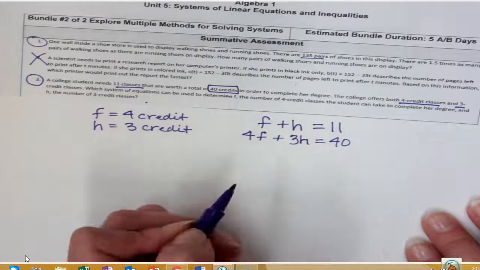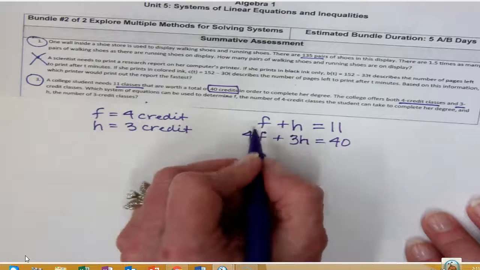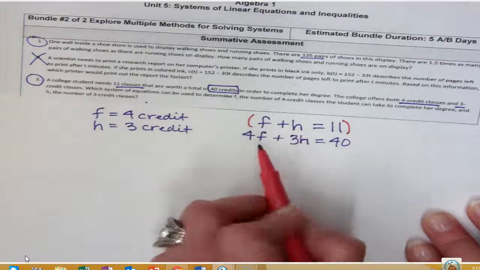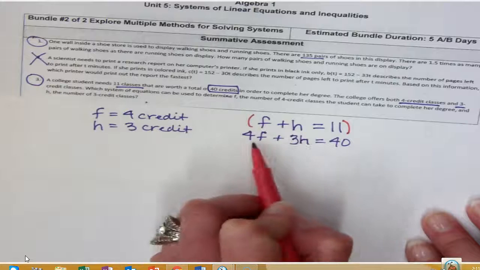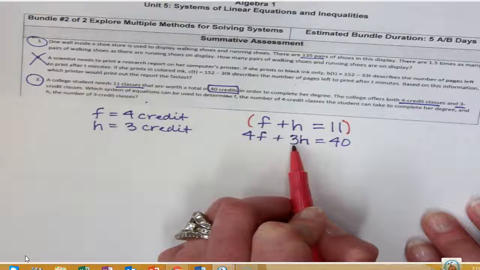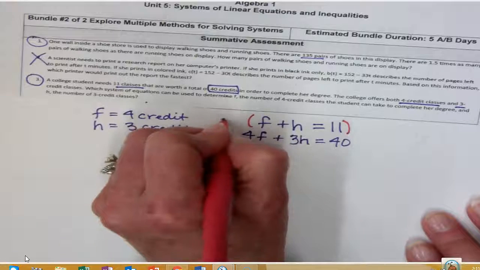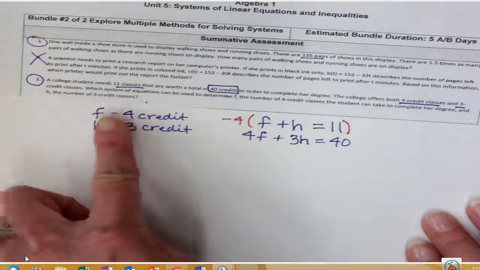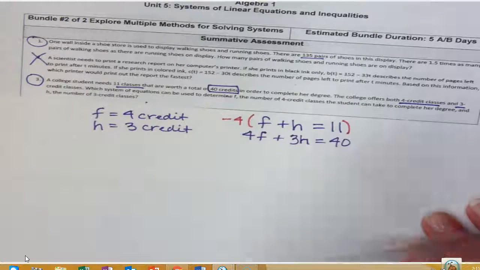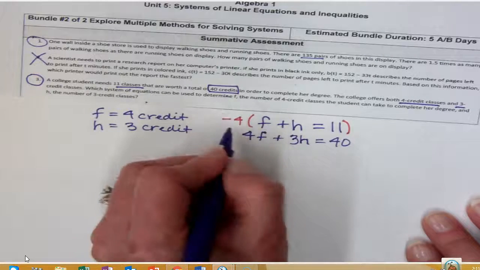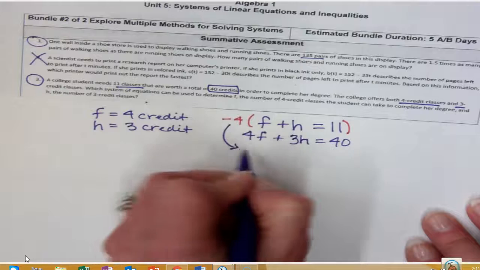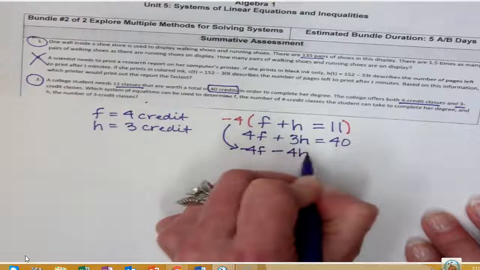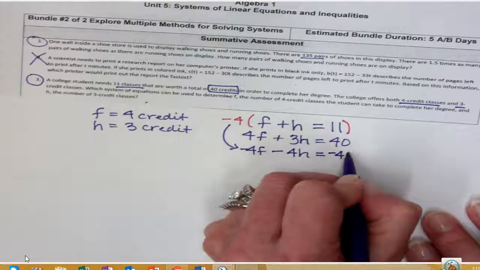So again, we can use the system of elimination. In order to do that, we can multiply this top equation by one of these numbers to get the same coefficient with a different sign. So let's just go ahead and multiply it by -4. Although it's asking for, well, both. We'll just figure out both. So when I do that, I'm going to get -4F minus 4H, and that's going to equal -44.